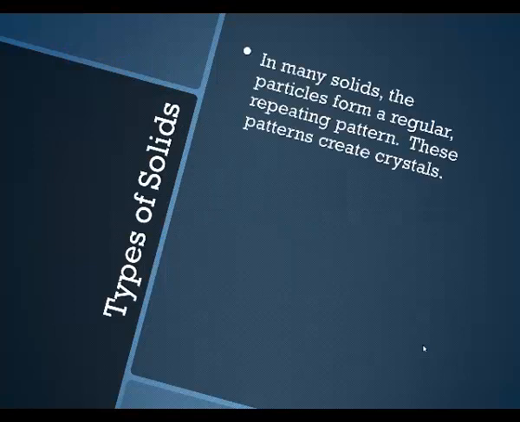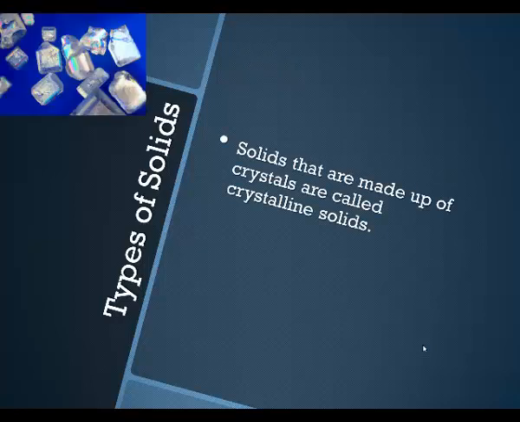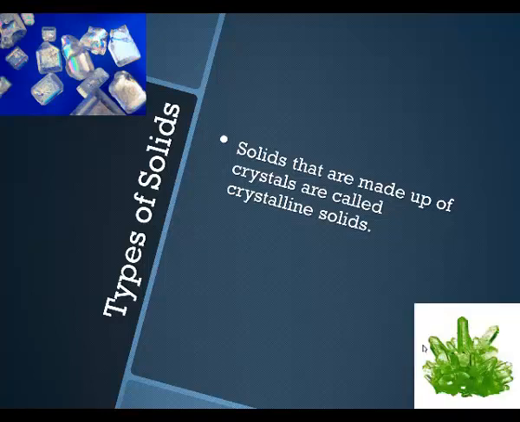Types of solids. In many solids, the particles form a regular repeating pattern. When a regular repeating pattern occurs in a solid, we call it a crystal. Solids that are made up of crystals are called crystalline solids. So here are some crystals that are found in nature. Please be aware that crystals typically have some type of shape to them that is regularly repeating.